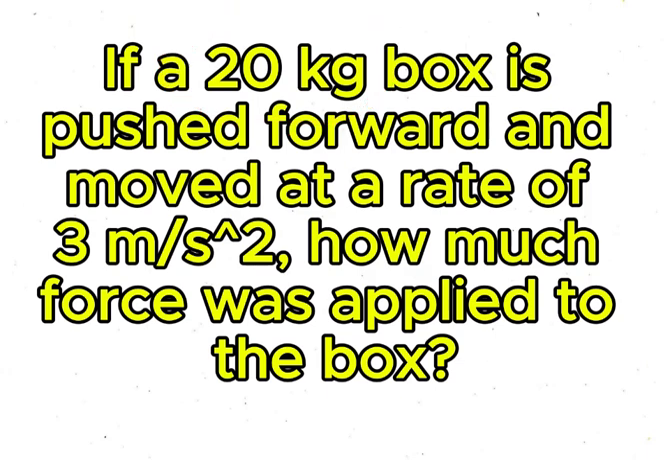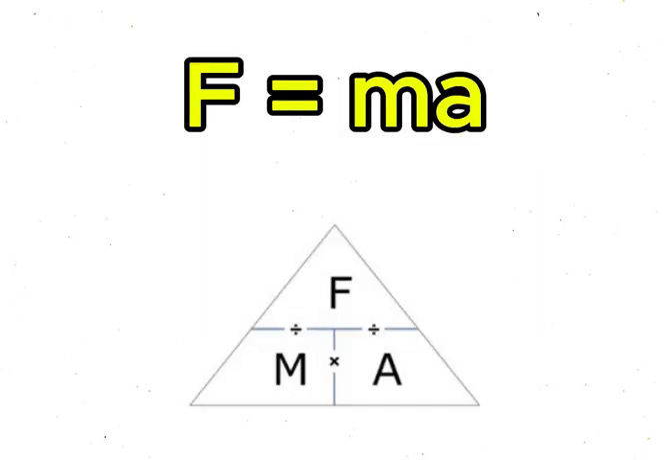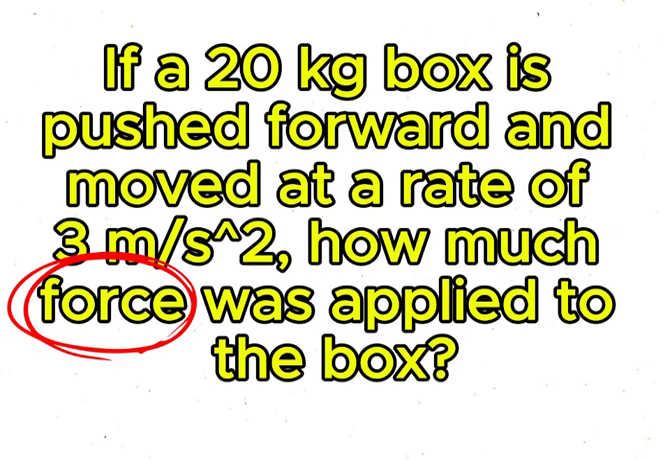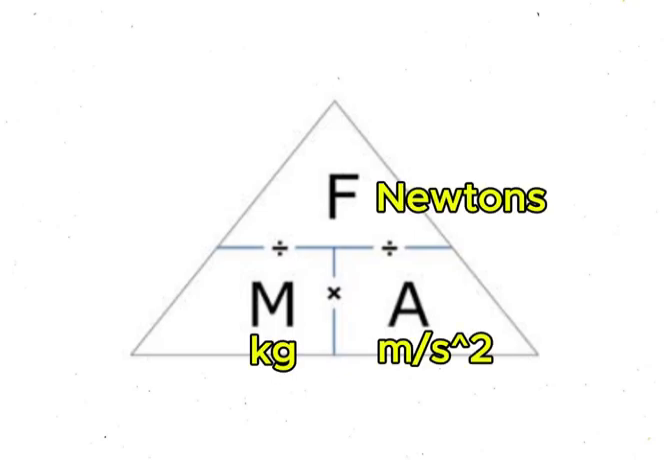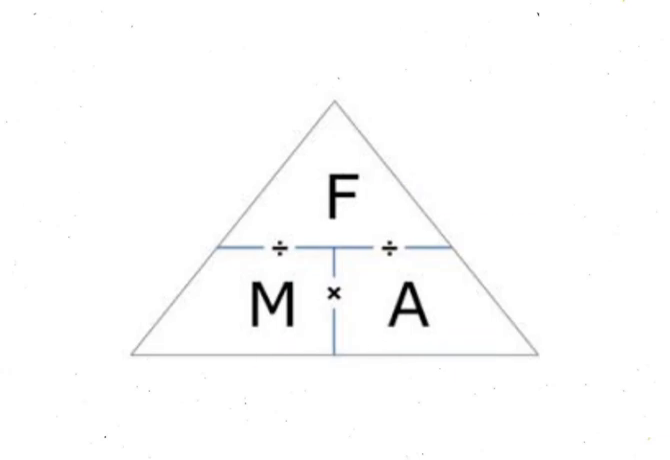If a 20 kg box is pushed forward and moved at a rate of 3 meters per second squared, how much force was applied to the box? We are using the equation F equals ma. In this problem, the missing value is the force. We can use this triangle to make it easy. Remember the units: mass is in kilograms, acceleration is in meters per second squared, and force is in newtons.